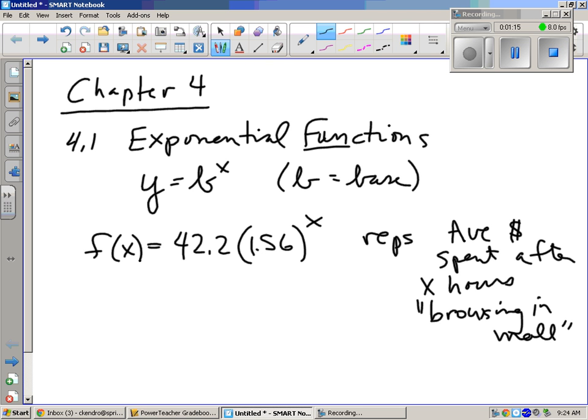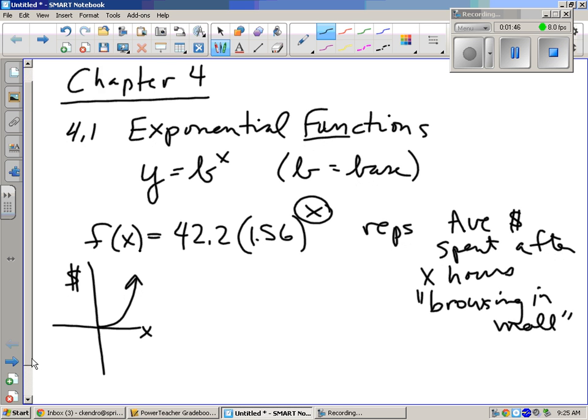So people say, oh, can I help you? And you say, no, I'm just browsing. And they're fine with that because they know the longer you stay, the more likely it is that you're going to buy something. So x is an exponent. That's what makes this an exponential function. Exponential functions usually rise very quickly. And so if x is the time spent, then this would be the money that you spend. So the longer you stay, the more money you're going to spend.